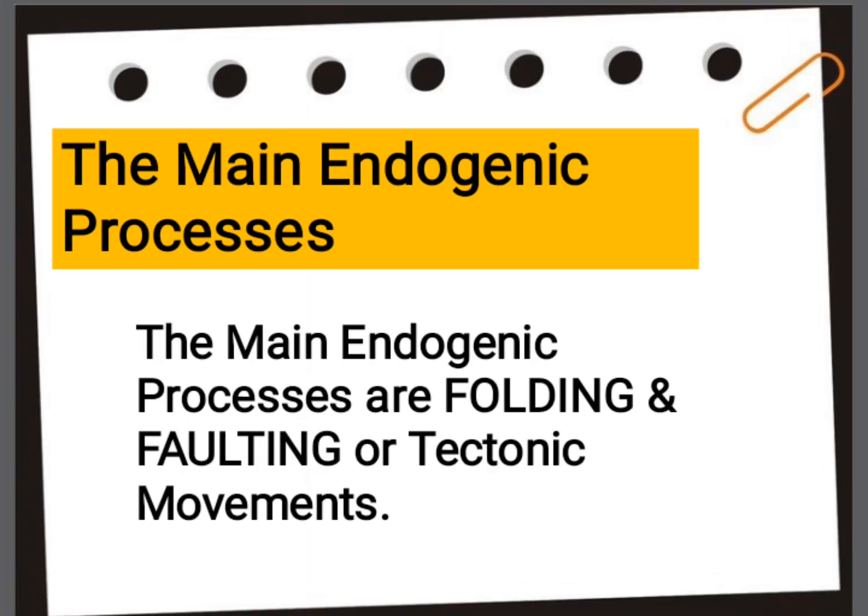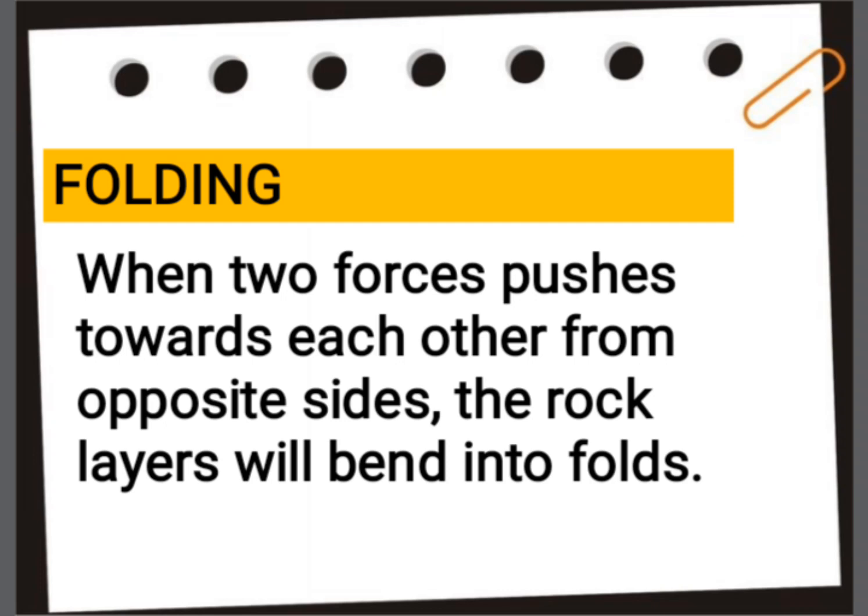The main endogenic processes are folding and faulting, or tectonic movements. They take place mainly along the plate boundaries, which are zones that are not stable. Endogenic processes cause many major landforms.